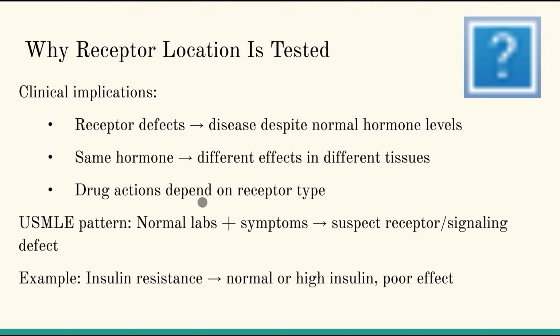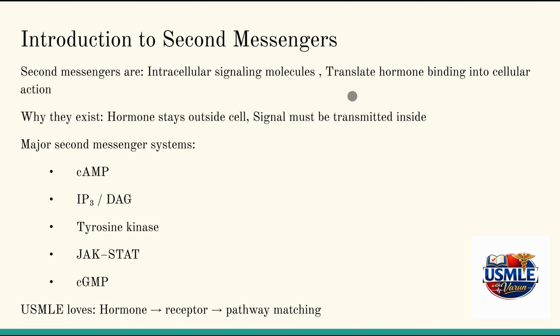So drug actions depend on the receptor type. Normal labs plus symptoms, we have to suspect a receptor or signaling pathway defect. Introduction to second messengers. Second messengers are intracellular molecules that transmit signals from the hormone and receptor interaction to inside of the cell.